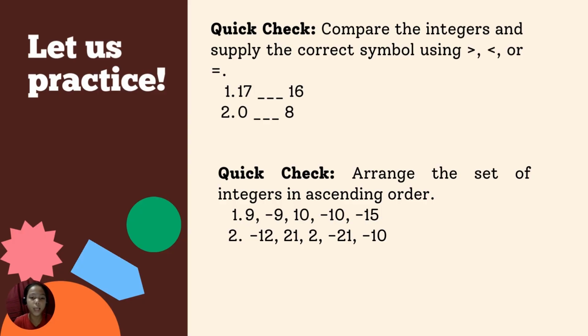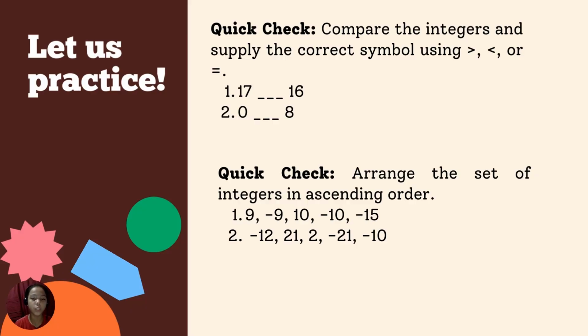Compare the integers and supply the correct symbol using greater than, less than, or equal. Number 1. Positive 17 blank positive 16. The answer is greater than. Number 2. 0 blank positive 8. The answer is less than.